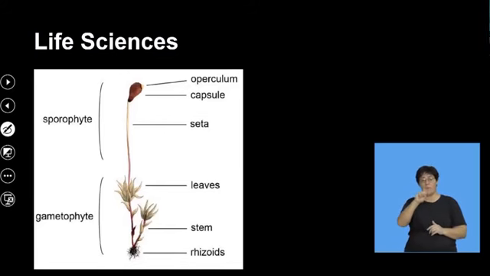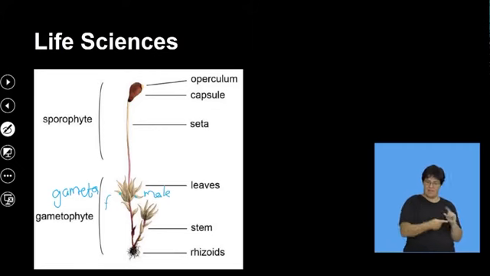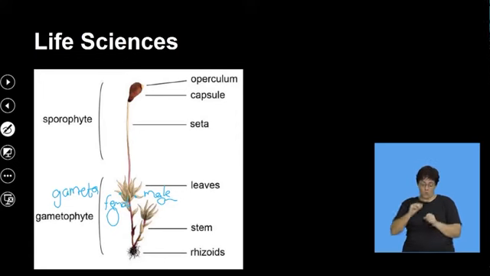Now if we look at moss over here, you'll see over here is a gametophyte, and a gametophyte means it produces gametes. And you won't believe it, but underneath the leaves here, there's a male leaf and there's a female leaf. And you know what? There's the female egg and there's the male sperm. And they need water. And when the water rushes over, the sperm swims to the female and they fuse.